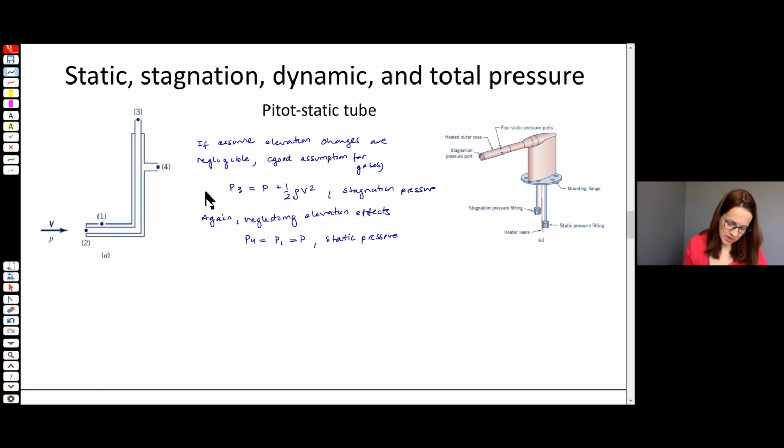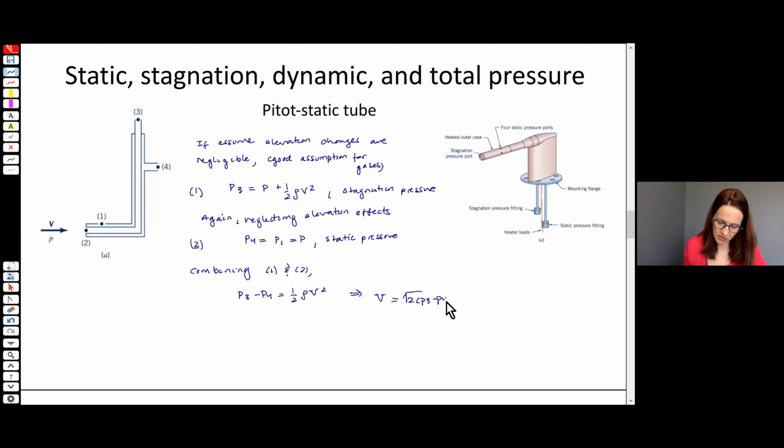Let's call this equation one and the static pressure equation, equation two. If we combine them, we get that P3 minus P4 is equal to 1/2 rho V squared, or rearranging, the velocity flowing by this pitot-static tube is equal to the square root of 2 times (P3 minus P4), the stagnation minus static pressure, divided by rho. Now I'll go ahead and box that. That's a pretty important equation. It's the pitot-static tube velocity expression, equation 316. We'll say it's the velocity measured by a pitot-static tube.